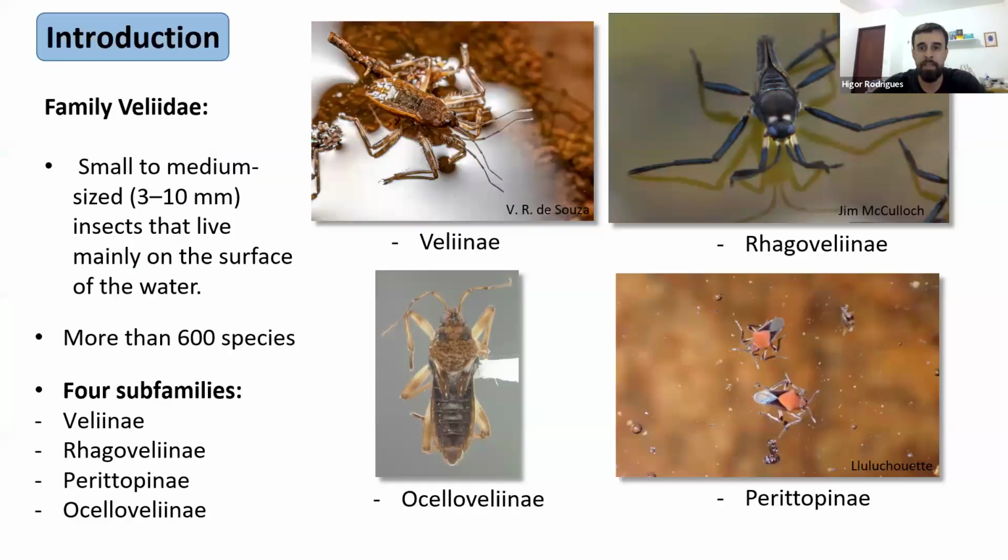This family, Veliidae, consists of small to medium-sized insects, 3 to 10 millimeters. These insects live mainly on the water surface, and there are currently more than 600 described species, divided into 4 subfamilies: Veliinae, Ragoveliinae, Haloveliinae, and Perutopini.